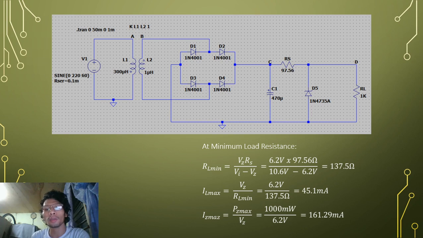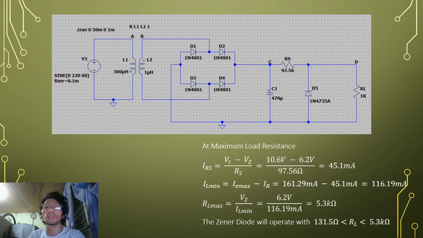To find the max current of the load, the equation will be VZ over RL minimum, and that is 6.2 volts over 137.5 ohms, and the result is 45.1 milliamps. And to find the max Zener current, the equation is IZ max is equal to PZ max over the VZ, and that is 1000 milliwatts over 6.2 volts, and the result is equal to 161.29 milliamps.